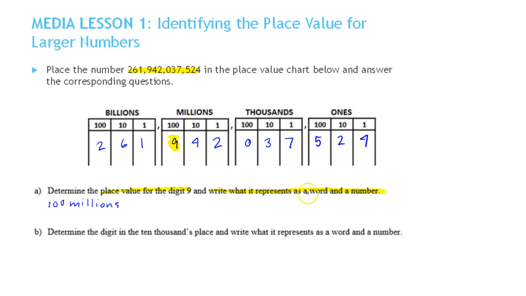Now we want to write what this represents as a word and a number. Well, since there's 9 in the 100 millions column, we'll put a comma here for a second answer. This represents 900 millions. Notice I just used the number 9, that it was in the hundreds, so 9 hundreds is 900, and then it's in the subgrouping of millions, so 900 millions. Now let's write 900 millions as a number, and we'd probably just write this as 900 million without the S.